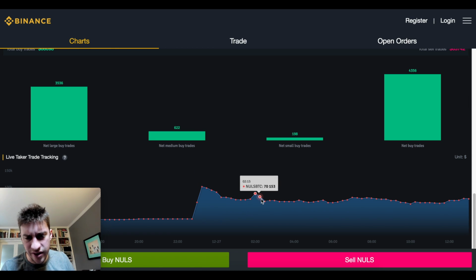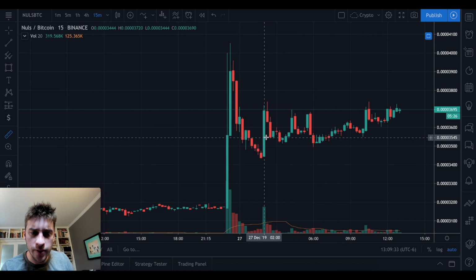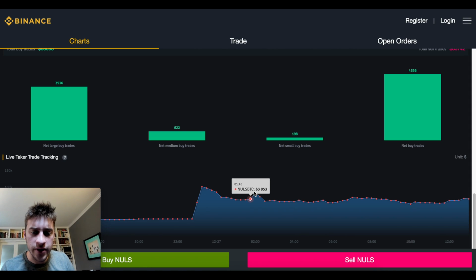Or you could wait to sell here, of course, at around 2:15, 2:30. Yeah, right here. Selling here is probably good too. The reason I say that is because you see this strong selling from here to here. Again, when this goes down, it means more selling. When it goes up, it means more buying.